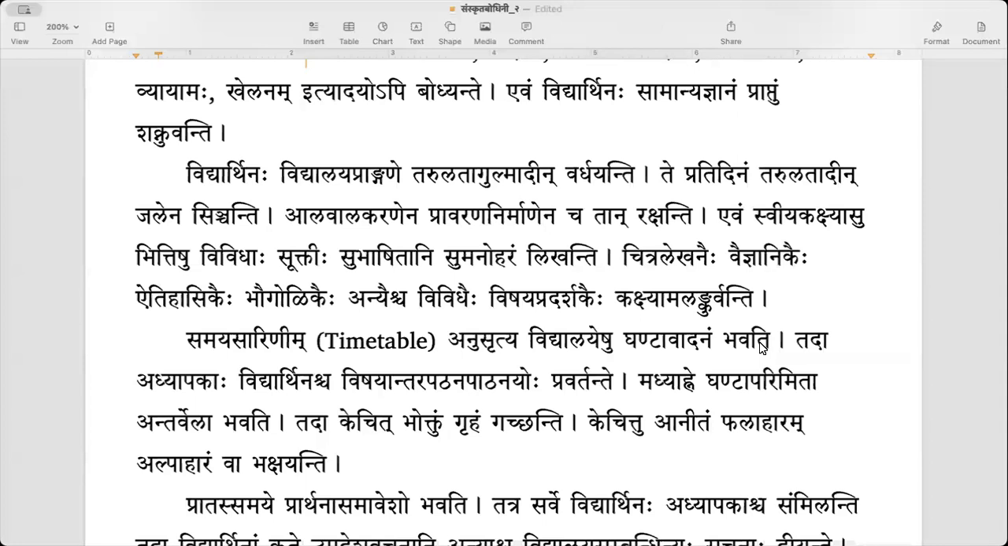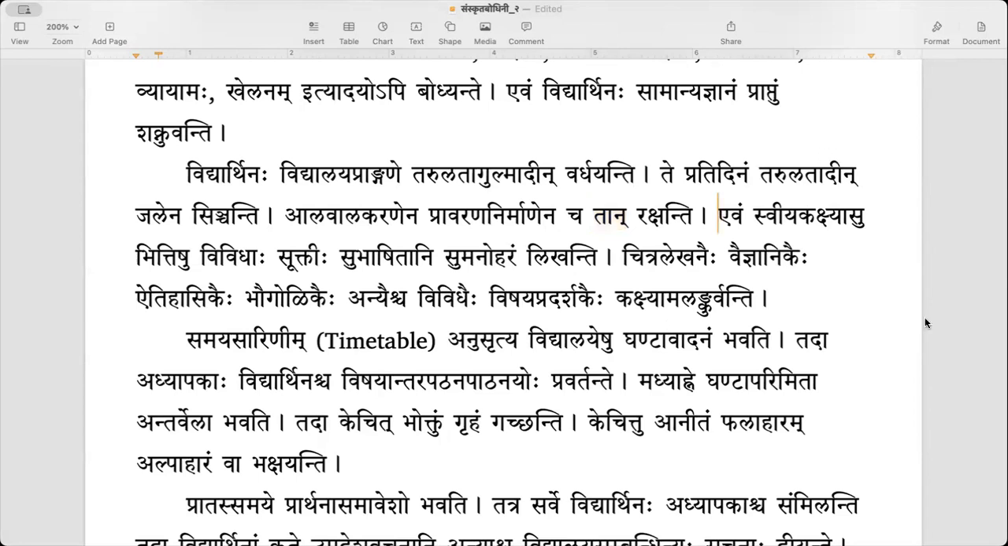Tan rakshanti. So they protect these plants with a fence. Tan here is not plants, but tarulata adin, so the trees and the creepers. They protect the trees and the creepers that they grow by making a water basin, alavala karanena, and pravarana nirmanena, by building protective fences around them.